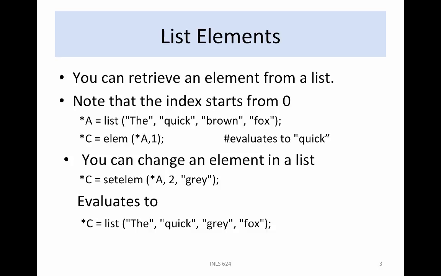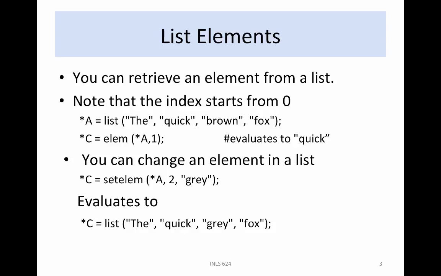Elements in lists can be accessed and changed. The microservice elem, E-L-E-M, retrieves the specified element from the list. The elem microservice has 2 parameters: the name of the list that is being accessed, and the index into the list, where 0 means the first element, 1 is the second element, etc. To retrieve the word quick from a list, *A = list("the", "quick", "brown", "fox"), set *C = elem(*A, 1). The value of the variable *C is quick.